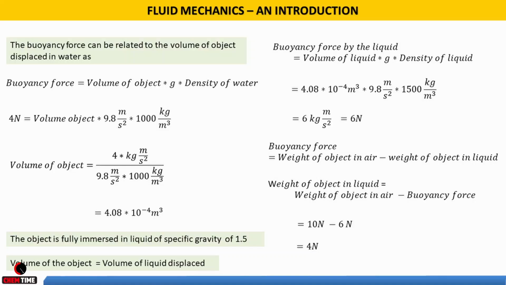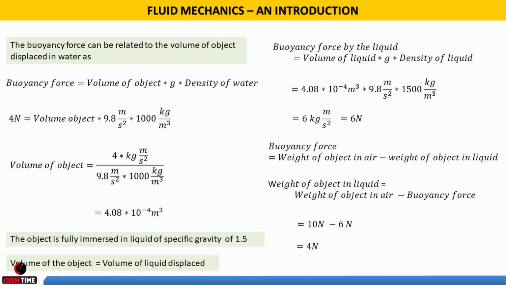The object is fully immersed in a liquid of specific gravity 1.5. So volume of object will be equal to volume of liquid displaced. So therefore, buoyancy force by the liquid will be equal to volume of liquid into g into density of liquid. In this case, it is 1.5 into 1000 kgs per meter cube. With this, the buoyancy force becomes equal to 4.08 into 10 power minus 4 meter cube into 9.8 meters per second square into 1500 kg per meter cube. So the buoyancy force by the liquid will be equal to 6 newtons.